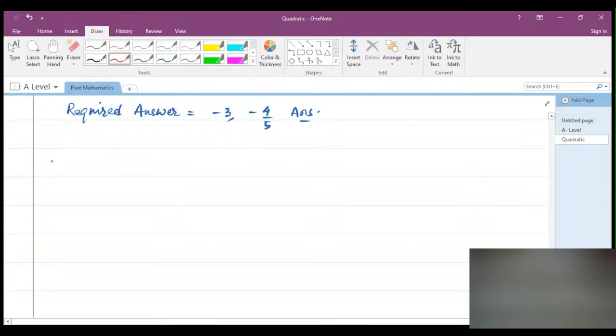Question number 1 to E, and the question is 20 minus 7x equal to 6x squared. So let's see the solution of this question.